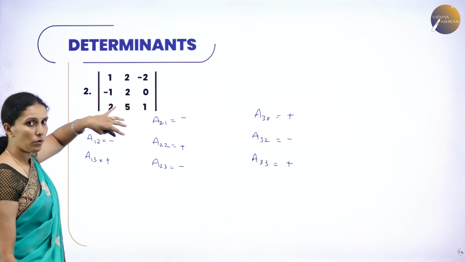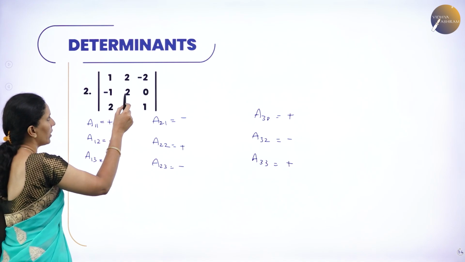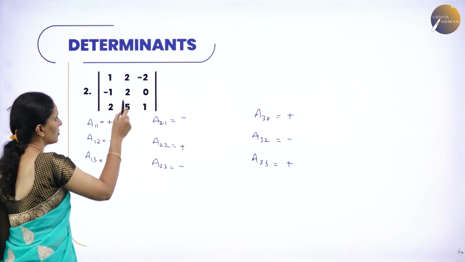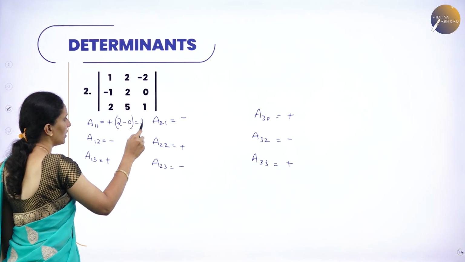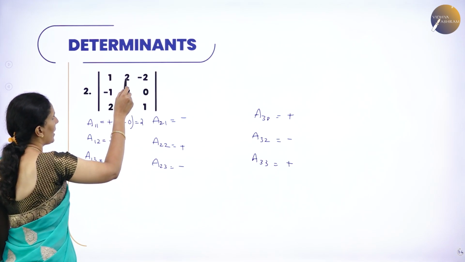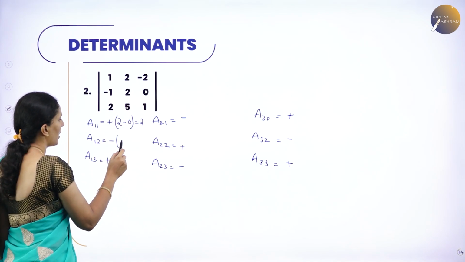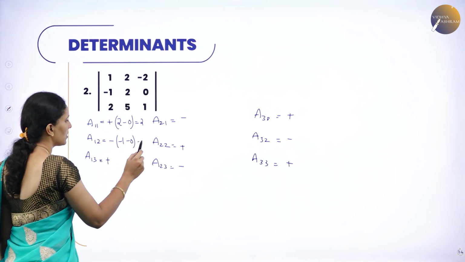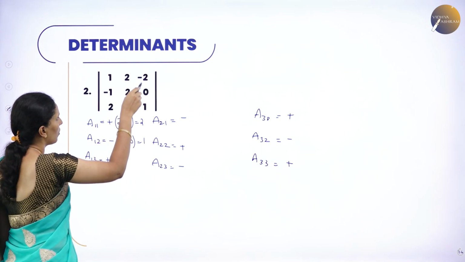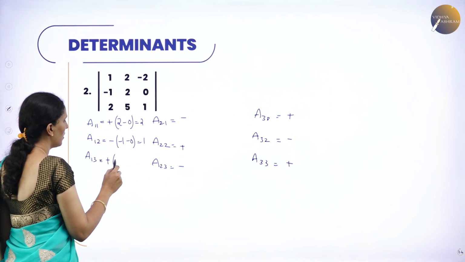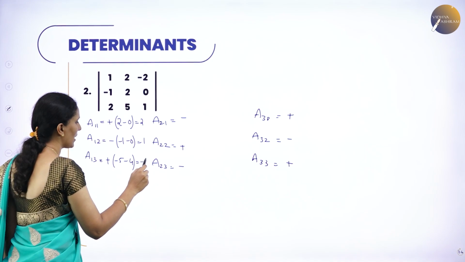So now we have to take the minors of each. What is the minor of 1? It is the determinant of 2 0, 5 1. That means 2 ones are 2 minus 0. So the answer is 2 here. Next, minor of 2. Delete the row, delete the column. Minus 1 into 1, minus 1 minus 0, which is plus 1. Next, for minus 2, delete the row and column. Minus 1 into 5, minus 5, minus 2 2s are 4. So the answer is minus 9.